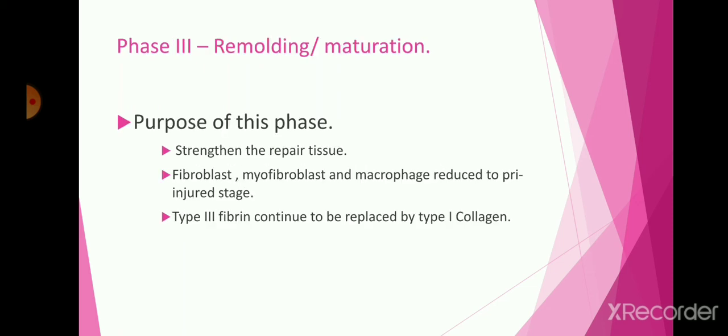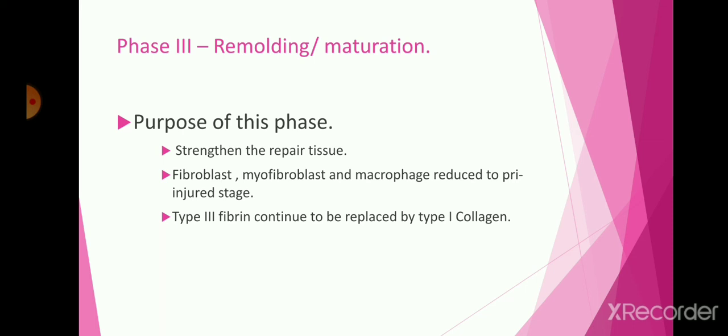So phase third, that is remodeling and maturation. The purpose of this phase is to strengthen the repair tissue; fibroblast, myofibroblast and macrophage reduce to pre-injured stage, and type 3 fibrin continues to be replaced by the type 1 collagen. So remodeling and maturation means whenever we get an injury, the injury gets repaired, and this maturation, that is strengthening the repair tissue, then fibroblast, myofibroblast and macrophage reduce to pre-injured stage.